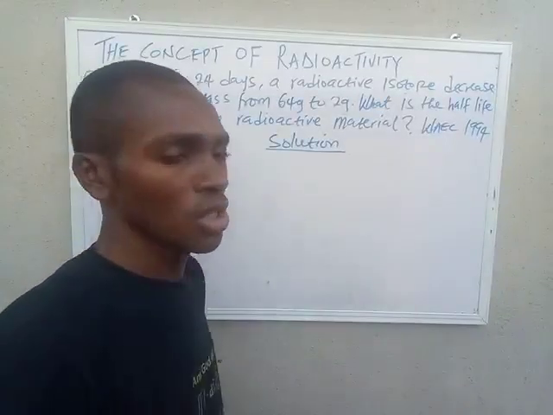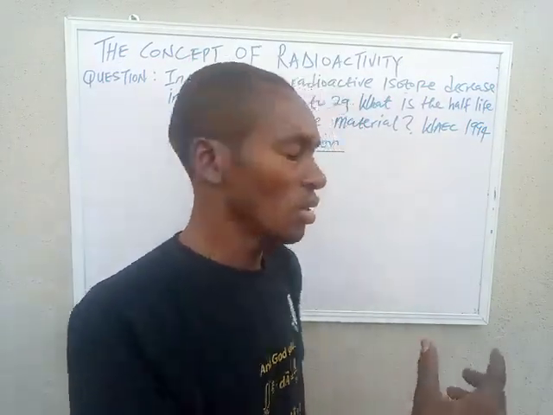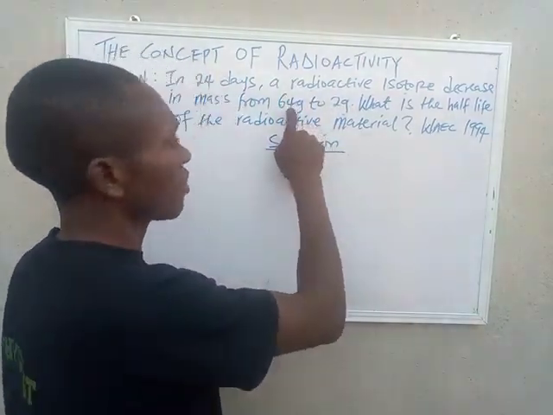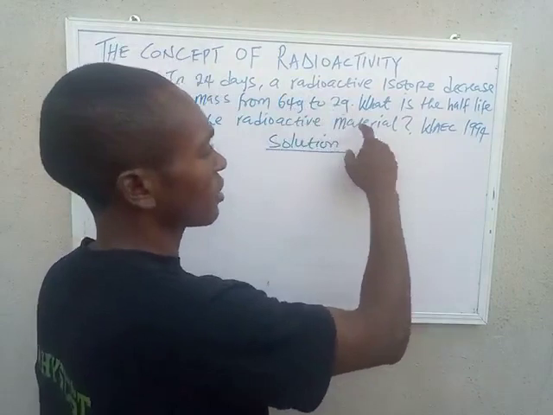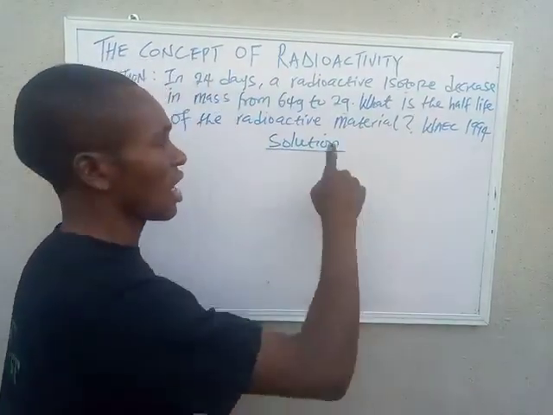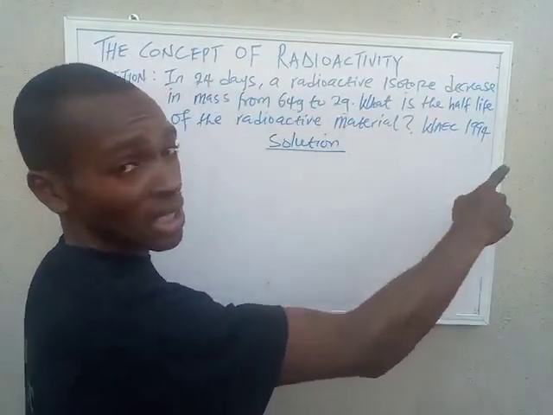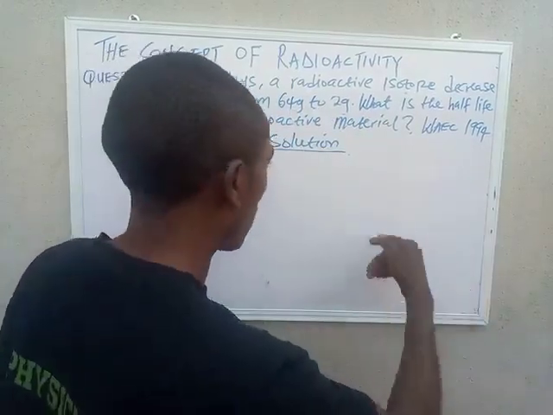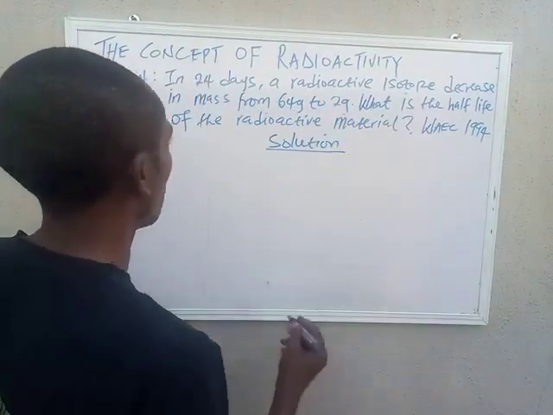Now, how you do this is simply by dividing the first mass given to you here. We're going to keep dividing this mass by 2 until we get to 2 grams, calculating the number of half-lives. The first division by 2 will give us the first half-life. The second division by 2 also gives us the next half-life. That is how it goes until we get to 2 grams.